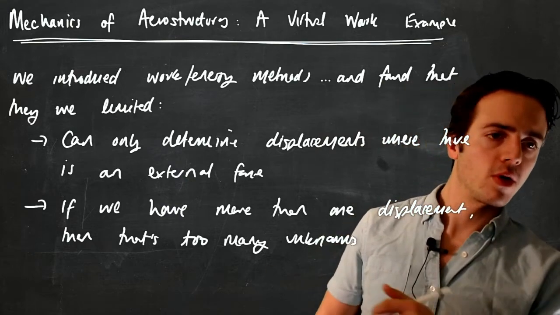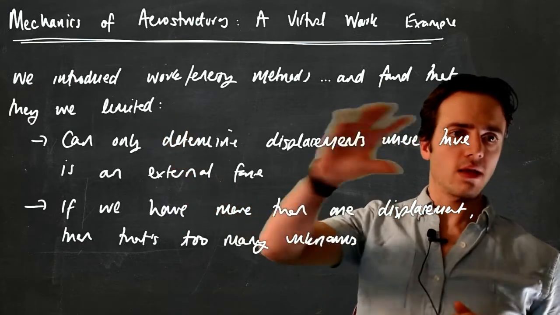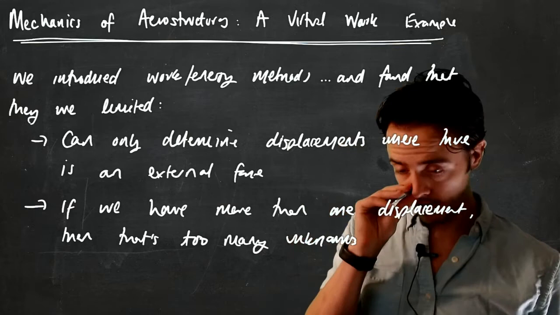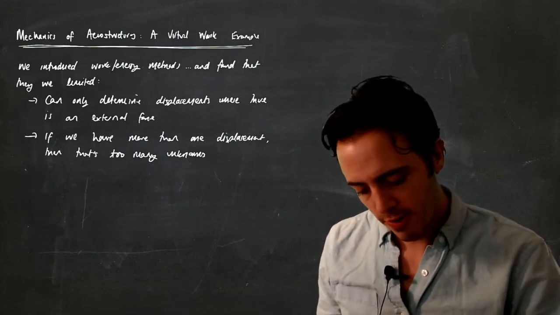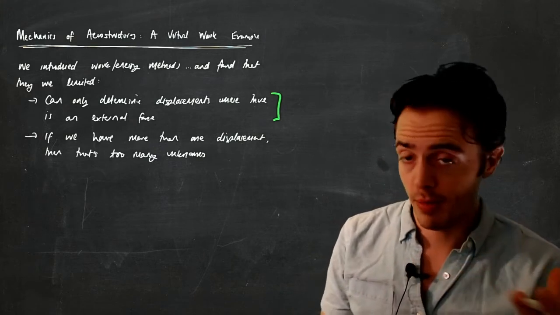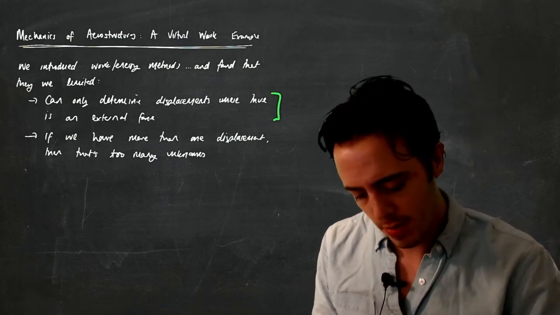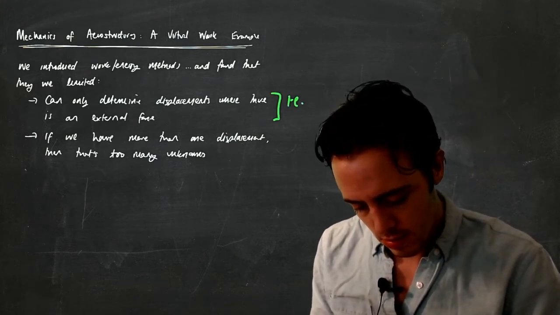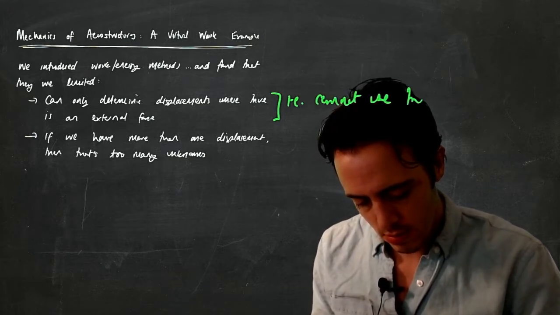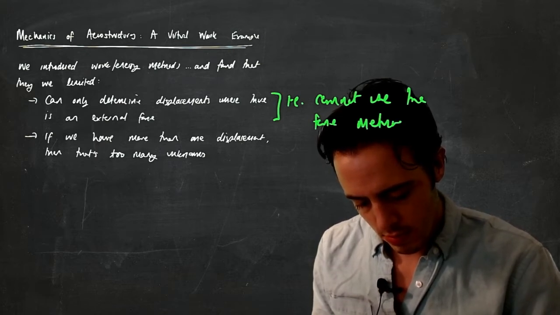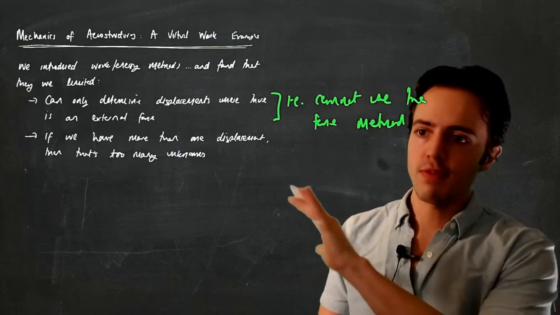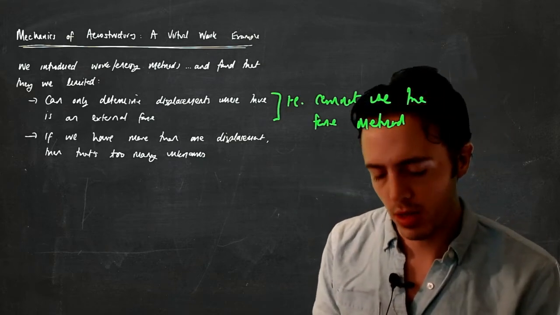That's too many unknowns. That's my awful handwriting. But this first one here, we can only determine displacements where there's an external force. Explicitly, this means we can't use this so far to work out the displacements that we require for the force method. And the second one here means that even for some quite simple problems, we can't determine displacements.